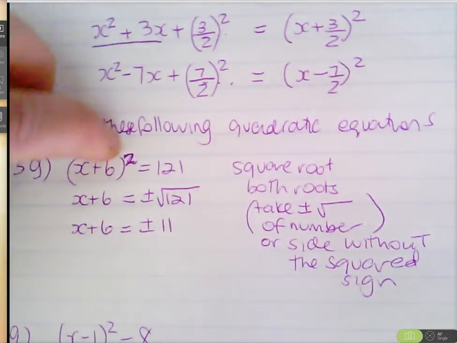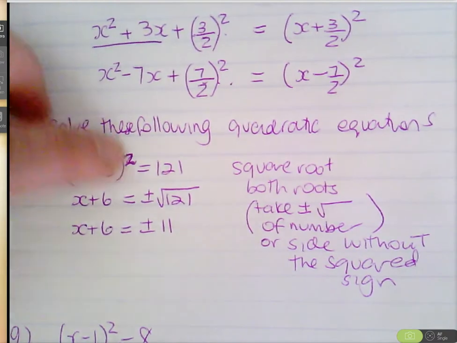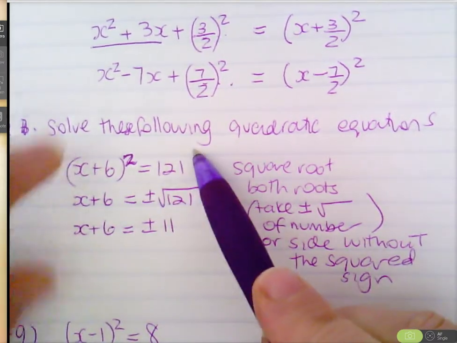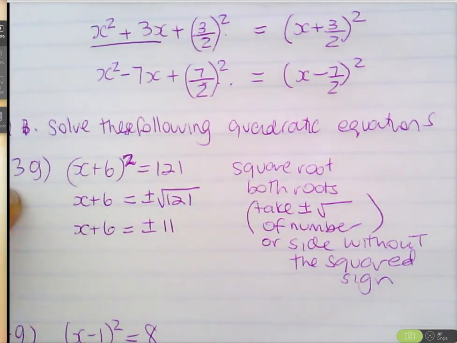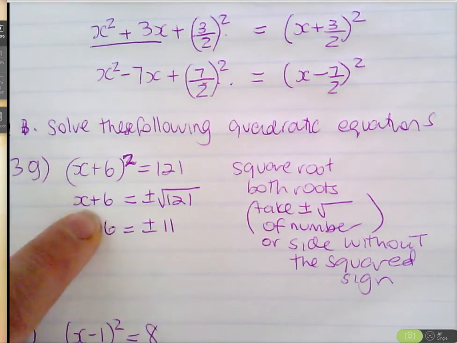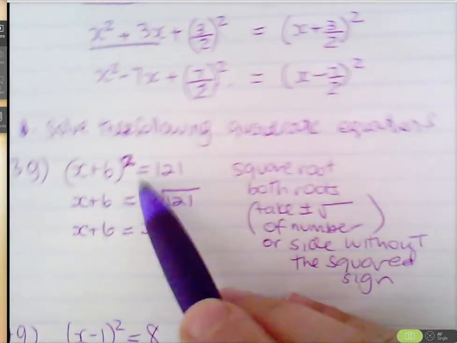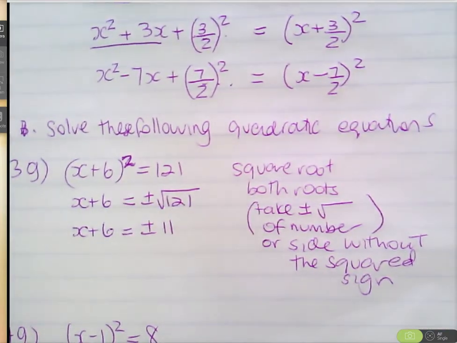Because the left-hand side has the squared, when I square root that and square root that, squared and square root cancel, you end up with x plus 6 is plus or minus the square root of 121. I need to put the plus or minus on the side without the squared.